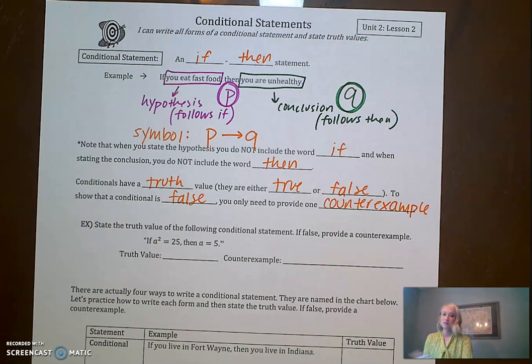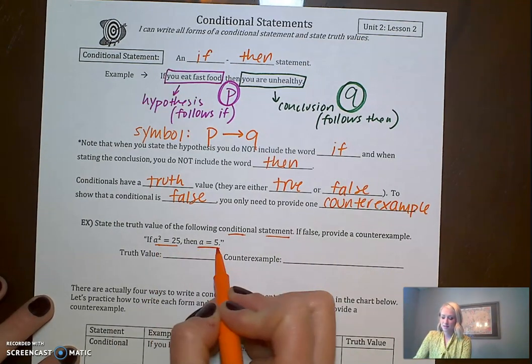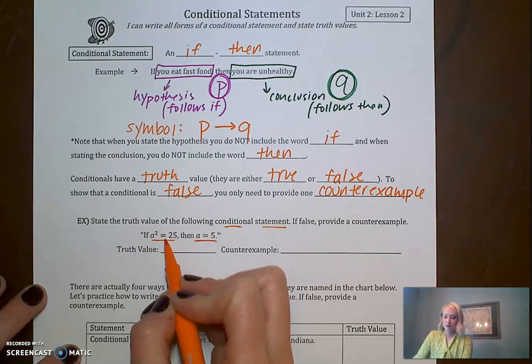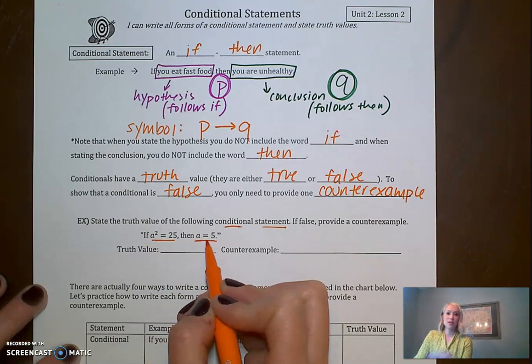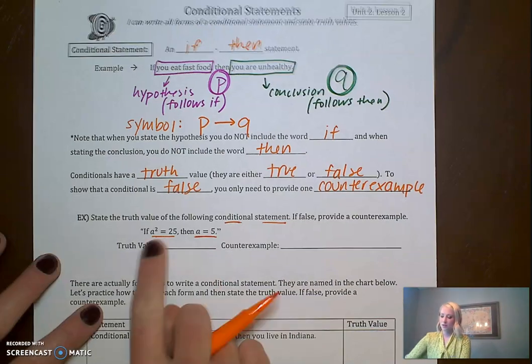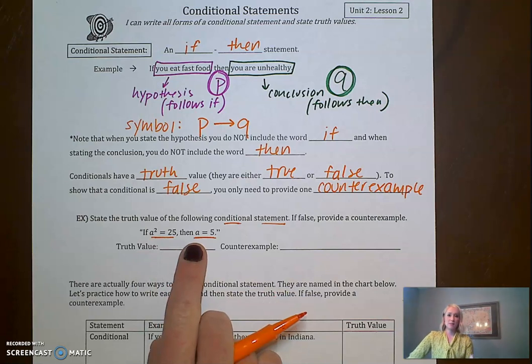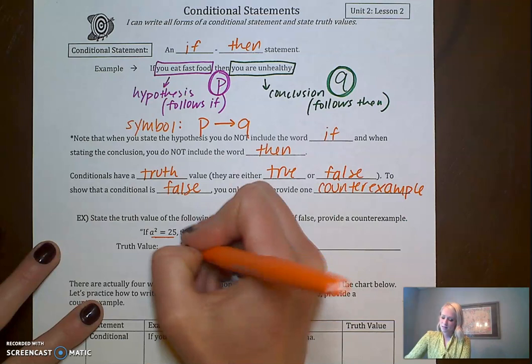State the truth value, true or false. And if it's false, provide a counterexample. Notice that this is a conditional statement. If this, then this. So the hypothesis is a squared equals 25. The conclusion, a has to equal 5. So is this true? If a squared equals 25, then a has to be 5. A lot of us would say true, but this is actually false.